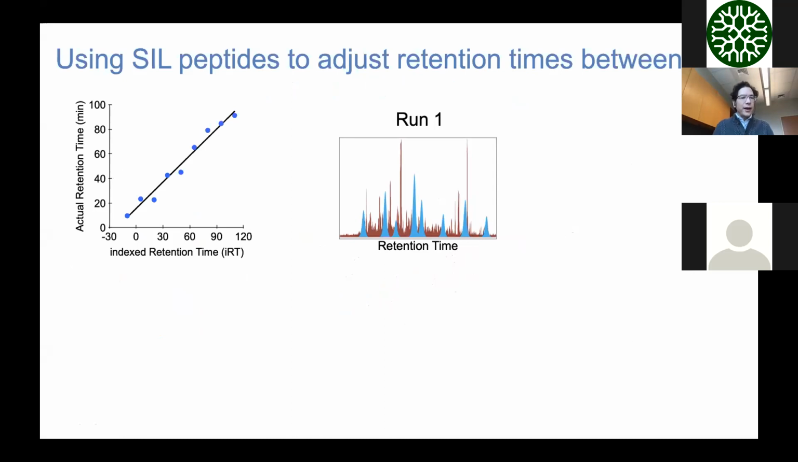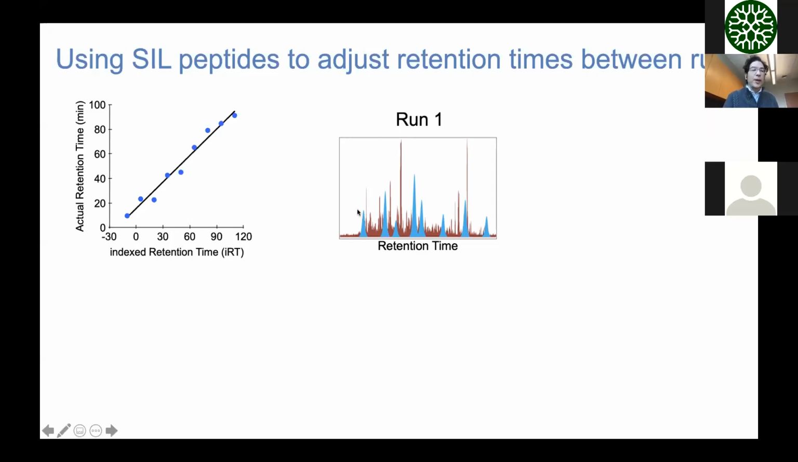Okay, so how do we build these types of libraries? One of the most common ways that people have been doing this is to use stable isotope labeled peptides to help you adjust retention times between runs. So this would be, for example, run 1, which would be a DDA run. I could put into my experiment a bunch of, say, these 8 different isotopically labeled peptides. They could be, for example, commercial IRT peptides, but they could be any type of peptide, to be honest. Oftentimes our lab uses PRTC peptides, which is a different type of retention time standard.